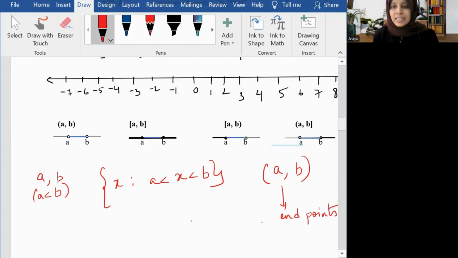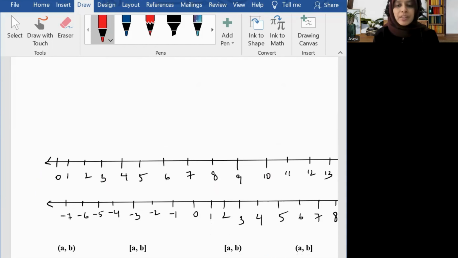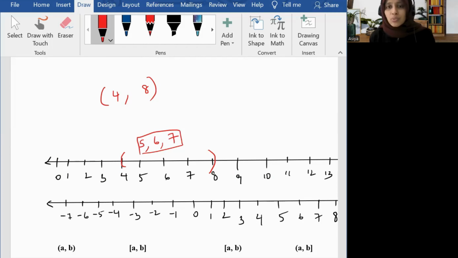Now, let us understand through an example what exactly an open interval is. Now, if I write the open interval (4, 8), what does that mean? 4 comma 8. What did I say? When I say open interval, the number 4 will not be included. The endpoint will not be included. I will have all the numbers in between. Now again, there is an open interval at 8. That means I will not be including 8. So when I write it like this, the open interval (4, 8), that means it is the numbers 5, 6, and 7 that I am talking about.